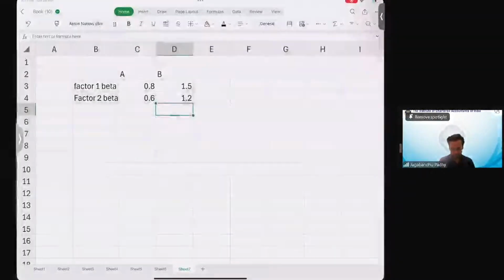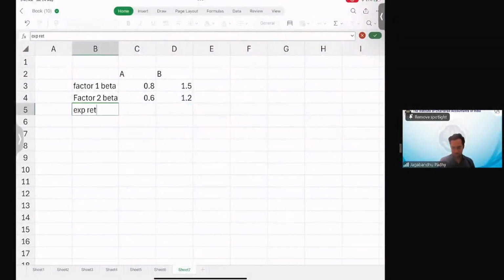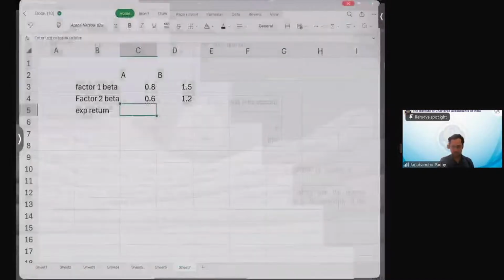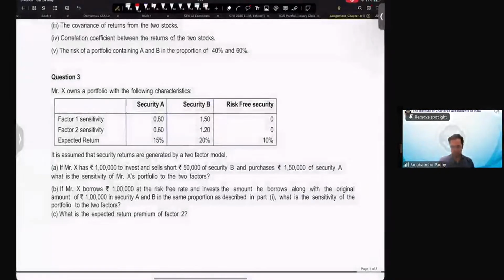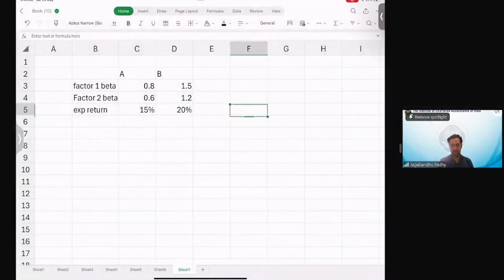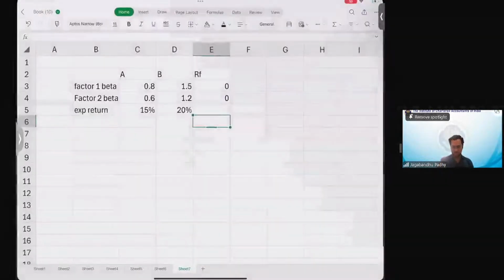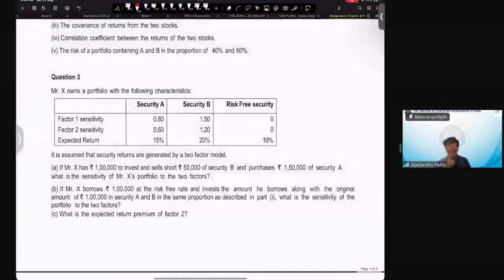Now the expected return. Expected return will be 15%, 20%, and we have the risk-free security. Of course, risk-free securities don't have any factor betas, but yes, they are having a return of 10%. Now, it is assumed that returns are generated by a two-factor model.